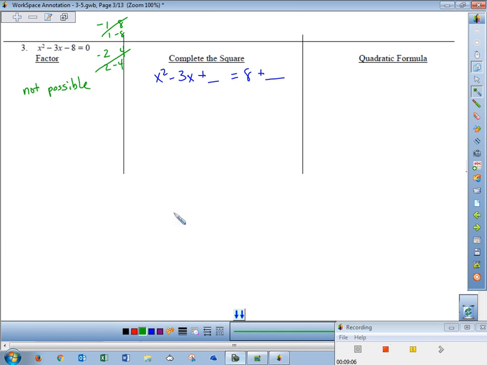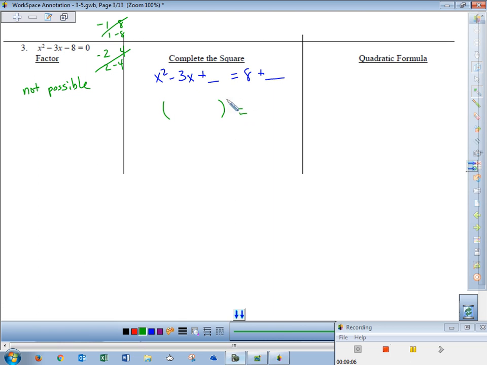And now, this is why completing the square is not so nice here. A is 1, right? So that means I can do it. But now I got to fill in the blank and take half the b value. And oh, my b value is an odd number. So I don't want any decimals either when we're doing this.